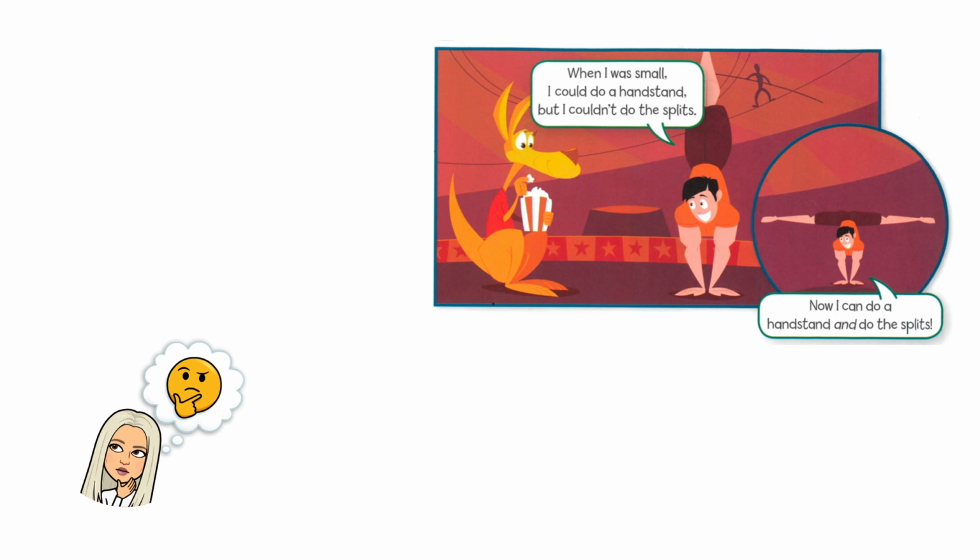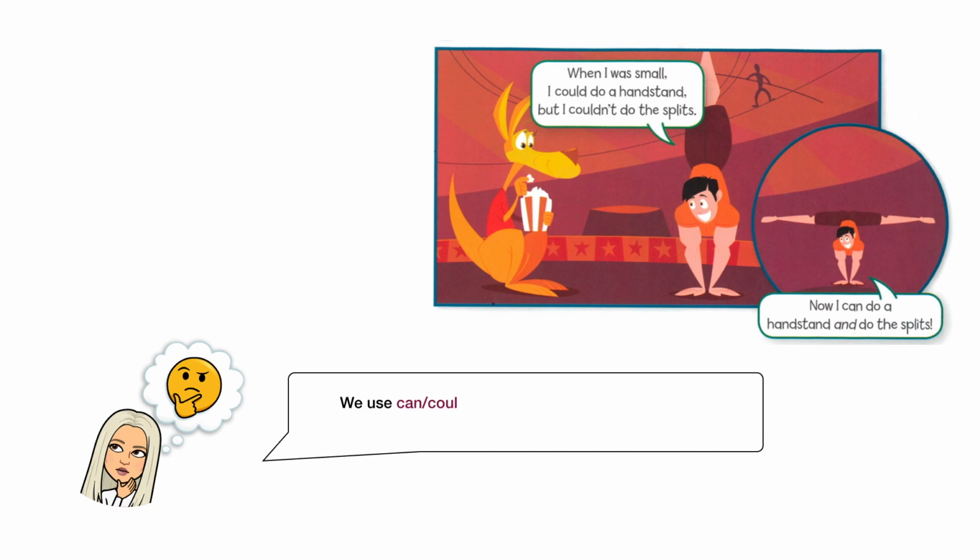Okay, now look at the table, please, and choose the right word. Pause the video and write down the sentence. And please remember that present is настоящее, past is прошлое. Now let's check your answers. We use can to talk about ability in the present, and we use could to talk about ability in the past. Well done.